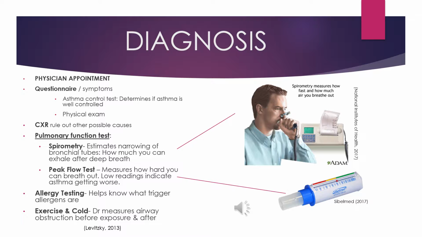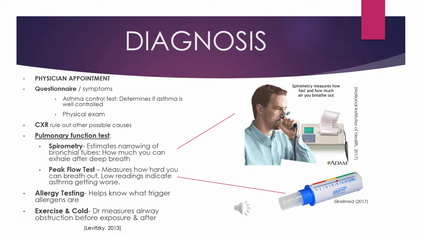So the asthma control test is one. The physical exam, listening to your lungs, discussing your overall health. A chest x-ray is not necessarily done for the asthma to look at your lungs. It's done to rule out other possible causes of your asthma.